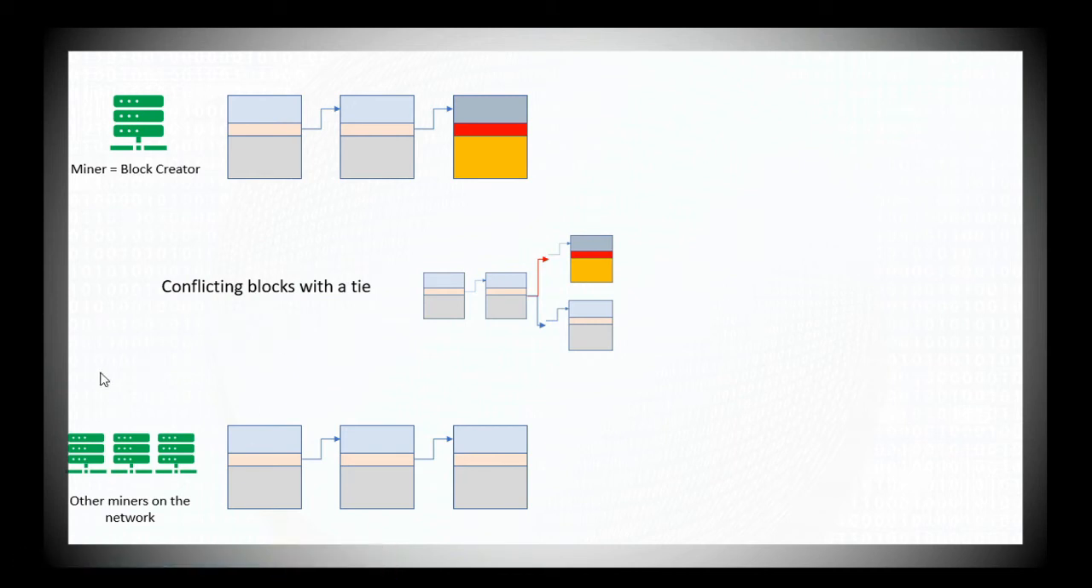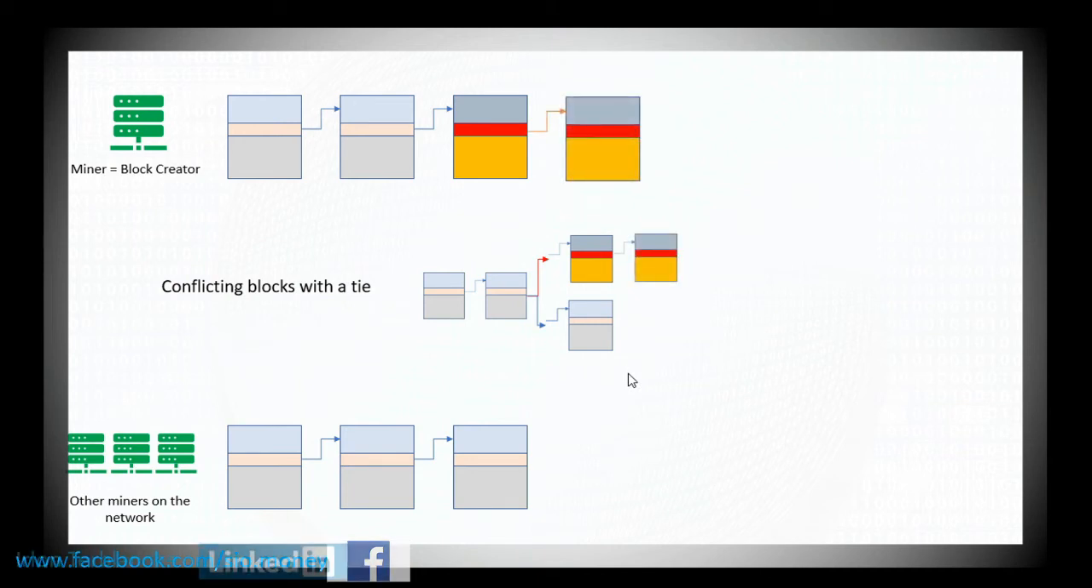And then these here are all of the other miners on the rest of the network. Let's say this bad actor created a dishonest block of transactions and has a blockchain of equal length to the rest of the network. So what do we do? Well, we just wait for more blocks to be produced.